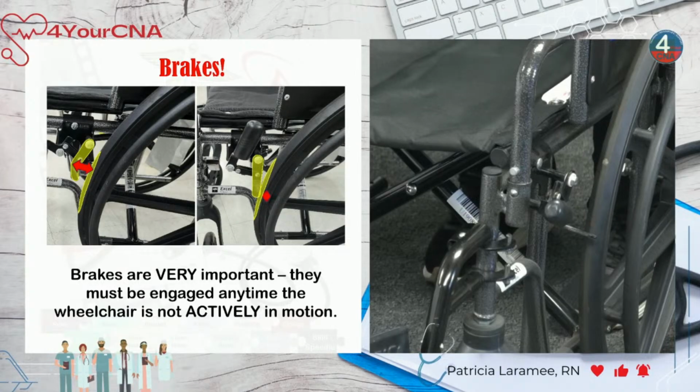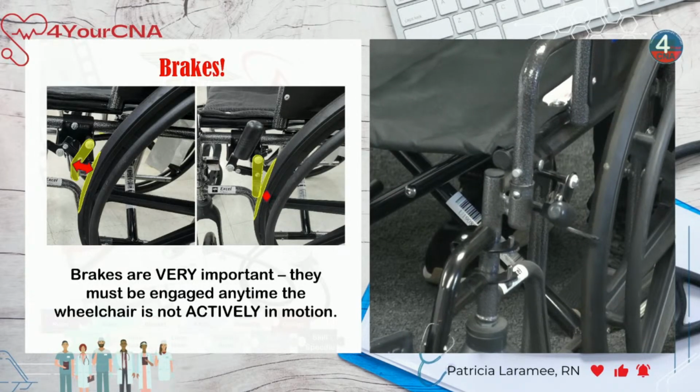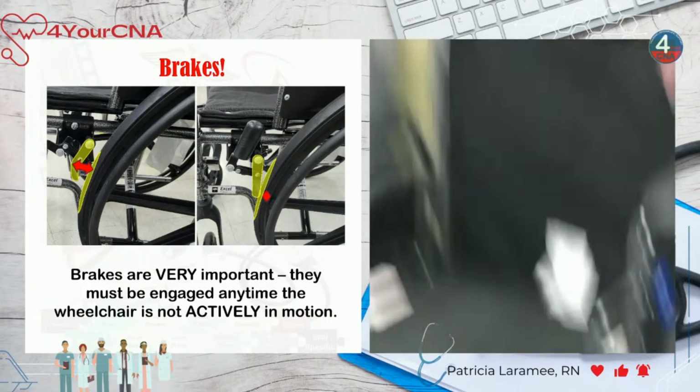Both wheels have brakes. And it's important if we're going to put anybody into the wheelchair or take anybody out of the wheelchair, the brakes have to be engaged. Good? Okay. All right, you can go ahead and come back out if you would.